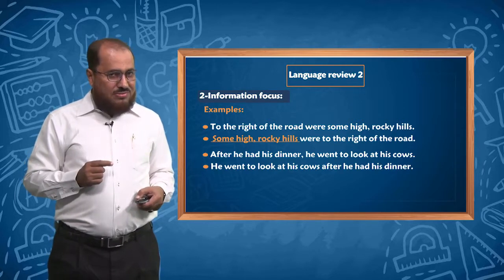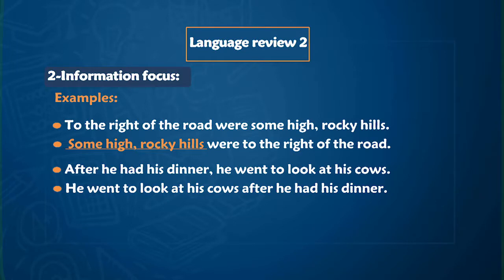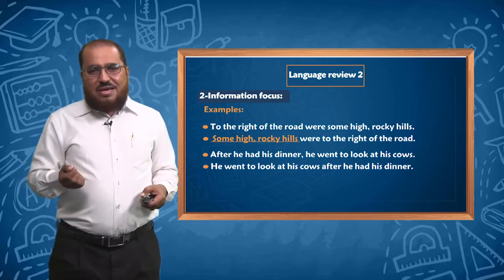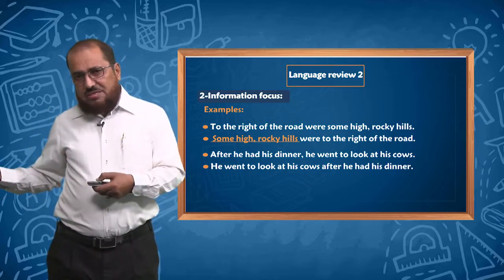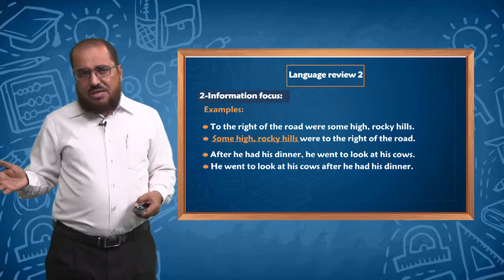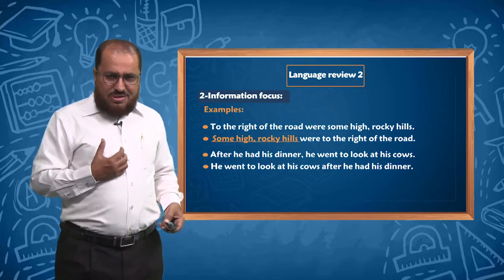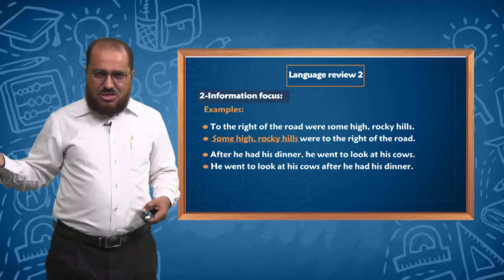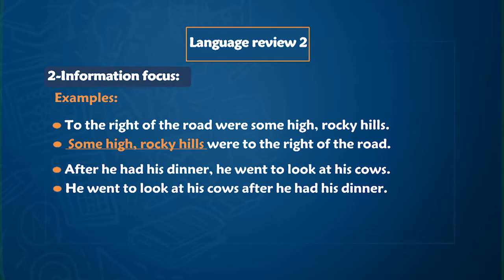Now, are they different? What do you want to tell the reader in the first sentence, and what do you want to tell the reader in the second sentence? Yes, in the first sentence, you want to tell the reader that the zookeeper, or maybe a farmer, takes care of himself, then he takes care of something else, the animals, cows. Okay? So after he had his dinner, he went to look after his cows.